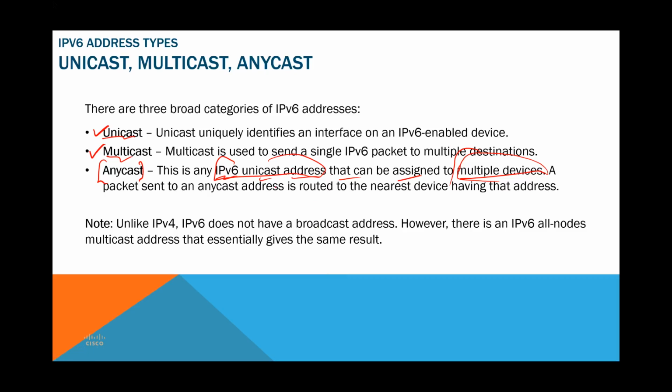But there is a reason why they brought this up in IP version 6. Look at the reason here. A packet sent to an Anycast address is routed to the nearest device having that address. It's like now, I want to go to Google. Since we have international people from different countries, there's a Google server in London, there's a Google server in France, there's a Google server in South Africa. And all these Google servers have just one IPv6 Unicast address, all of them.